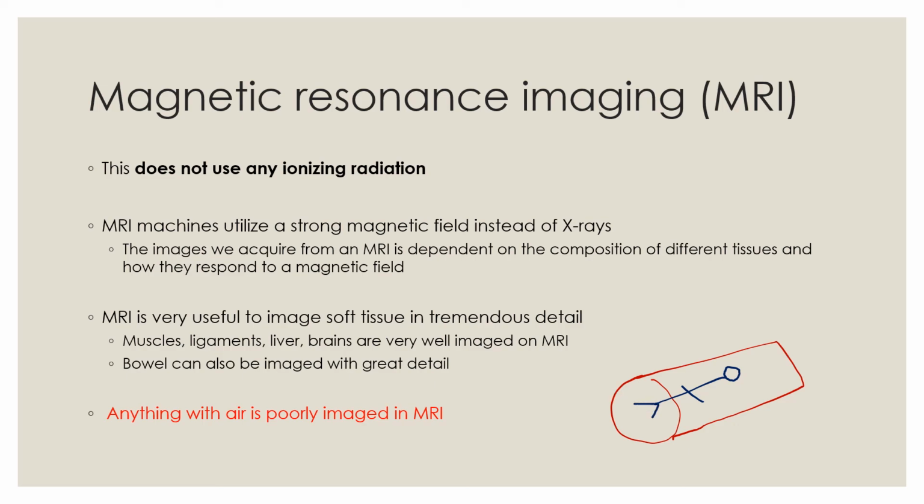Essentially, the images you acquire from an MRI are dependent upon the composition of different tissues and how they respond to a magnetic field. It is very useful to image soft tissue in tremendous detail. For example, muscle, ligaments, as well as the liver and brain are very well imaged on MRI. Bowel can also be imaged with great detail, and we can give different contrast agents to help with this. However, I must note that anything with air is poorly imaged on MR.